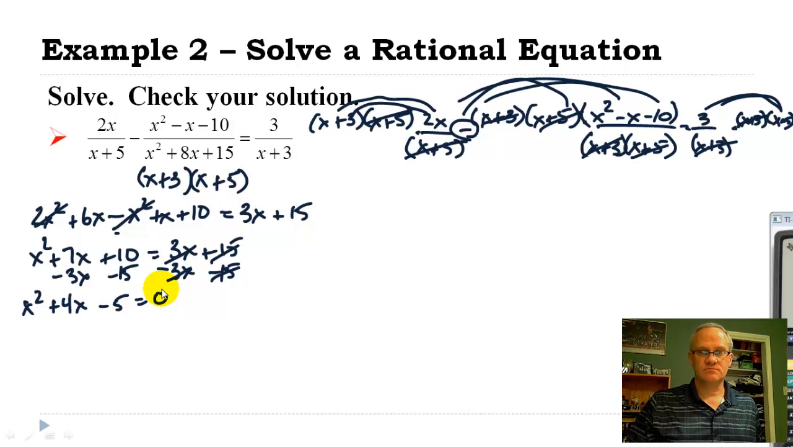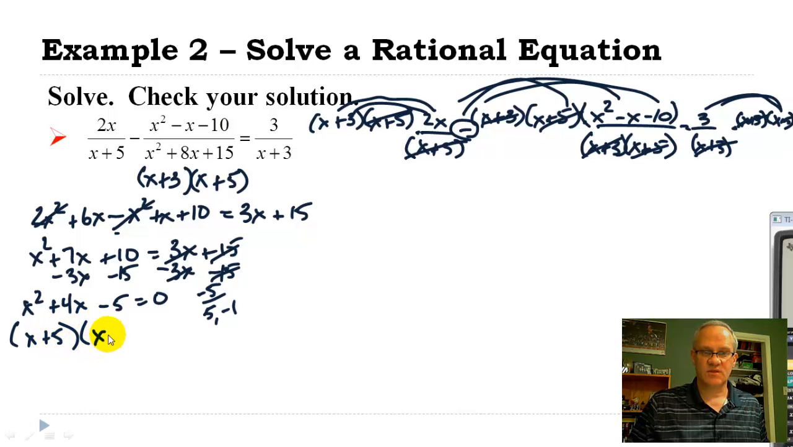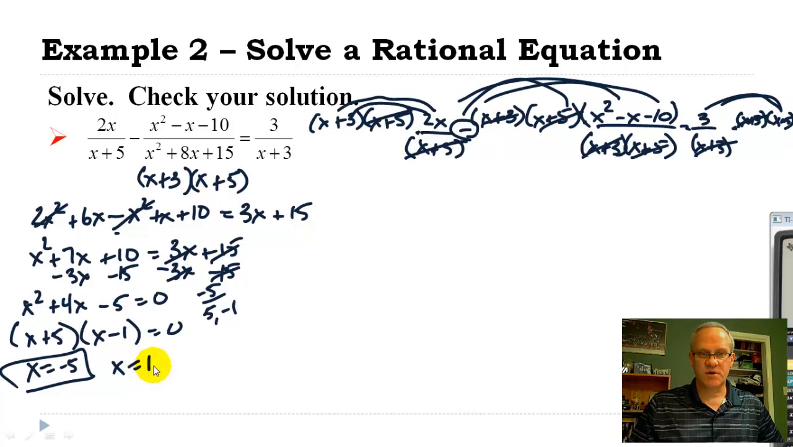Let's factor it. What did we do before? What times what is negative 5 but adds up to be 4? That's going to be 5 and negative 1. So this would factor down to x plus 5, x minus 1. And remember what we did before when we solved these, we made each one equal to 0. So in this case, x could equal a negative 5. And here, x could equal a positive 1.